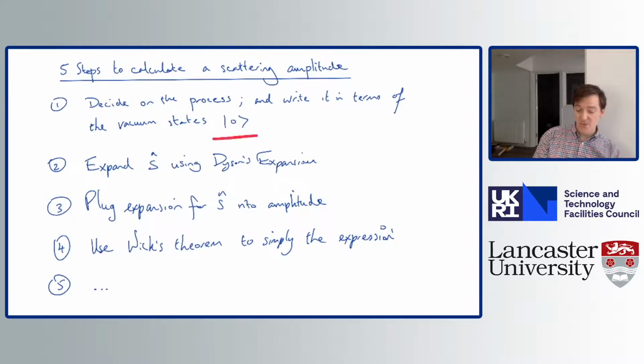We then said we had to write it in terms of vacuum states. Again, reasonably straightforward. The expansion of S was straightforward, and then plugging our expansion for S into the amplitude was also reasonably straightforward. I then stated that we should use Wick's theorem to help simplify this expression that we have. We've started to see how that can happen, because Wick's theorem allows us to convert time-ordered products of operators into Feynman propagators, which we know how to deal with. So in the next lecture, I'll finish the discussion of step 4, and we'll reveal precisely what step 5 is, so how to complete the process of calculating the scattering amplitude.